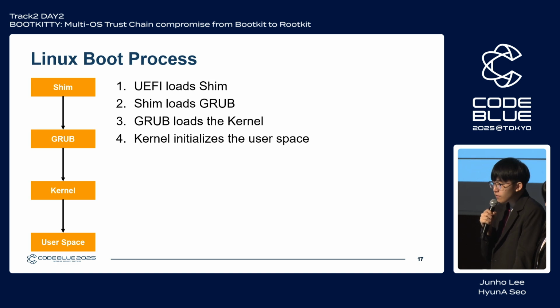Linux boots in 4 main stages. First, EFI loads the signed shim. Next, shim verifies grub's signature and loads it. Then, grub loads the kernel and the initial RAM disk into memory. Finally, the kernel starts system processes and completes the boot.